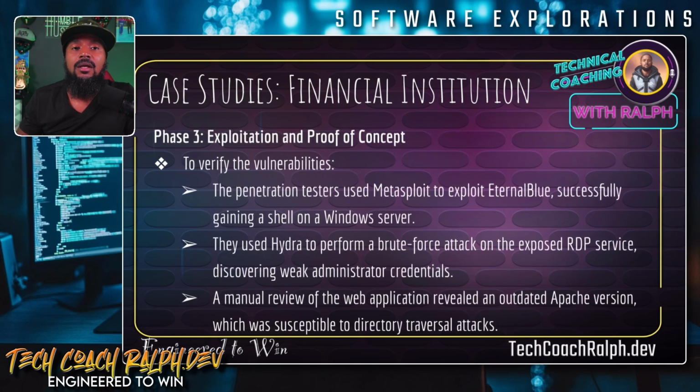All right. So phase 3, exploitation and proof of concept. To verify the vulnerabilities, the penetration testers used Metasploit to exploit EternalBlue, successfully gaining a shell on a Windows server. Oh my God, I can't believe this is happening. They used Hydra to perform a brute force attack on the exposed RDP service, discovering weak administrator passwords. Oh my, it just gets worse and worse. A manual review of the web application revealed an outdated Apache version, which was susceptible to directory traversal attacks. Oh my God, this is so bad.